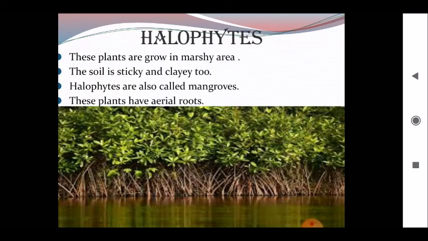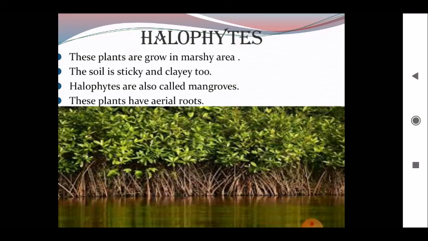Next, halophytes. Student, halophytes are the plants growing in marshy areas. Here the soil is saline, that is, rich in inorganic salts like sodium chloride, magnesium chloride, etc. The soil is sticky and clayey. Halophytes are also called mangroves. Due to waterlogging, the roots do not get air for breathing. As a result, some roots come out of the soil to absorb oxygen.